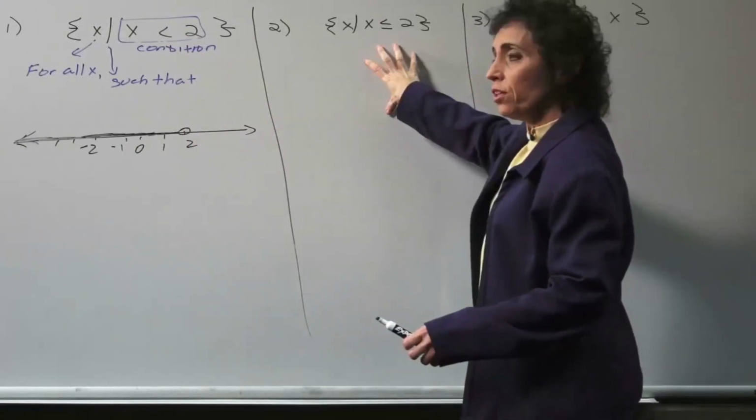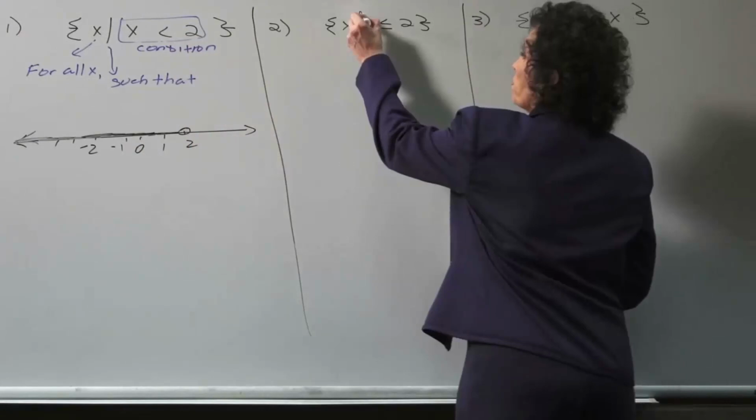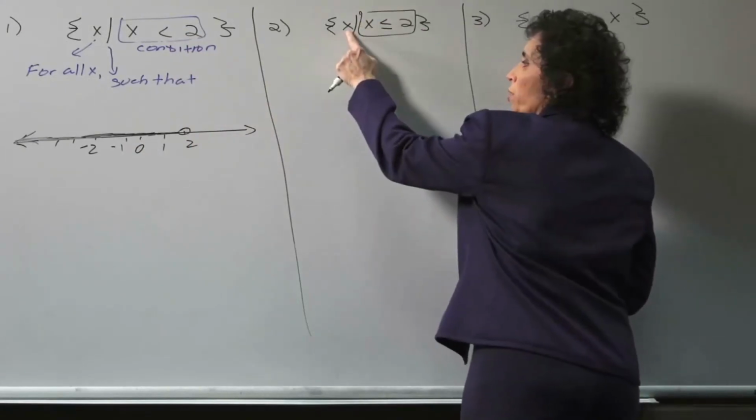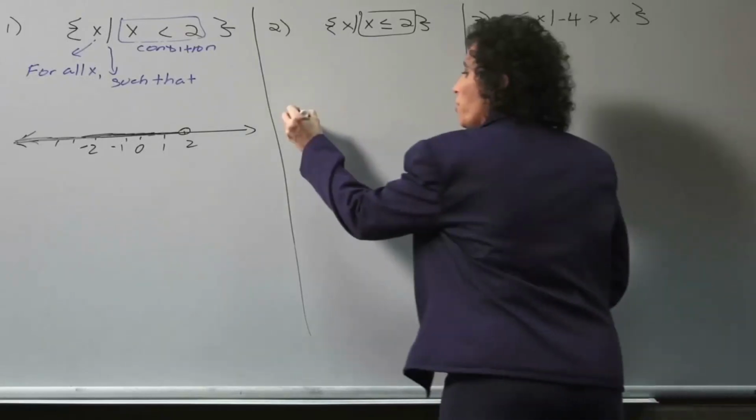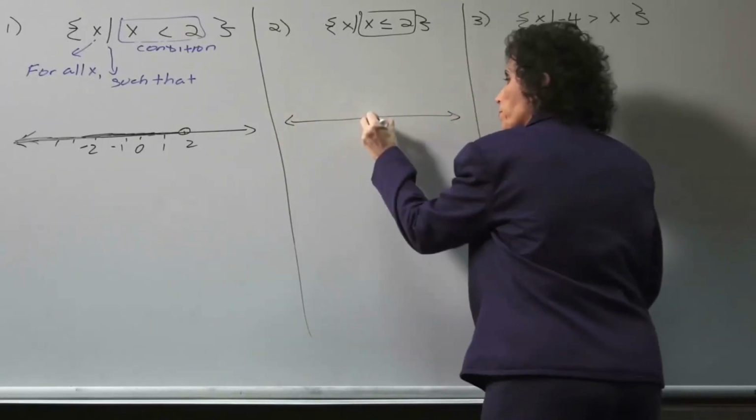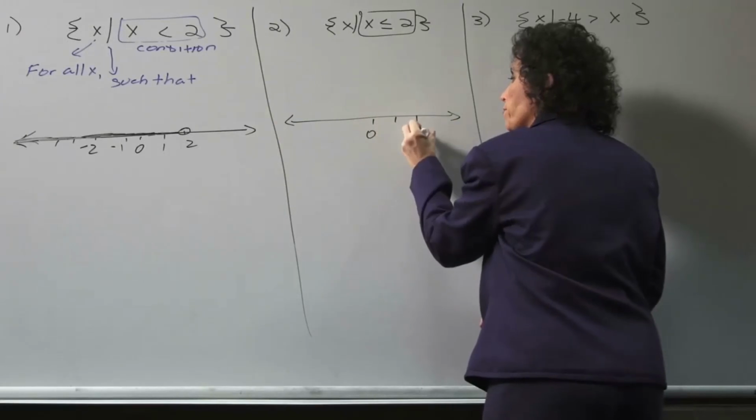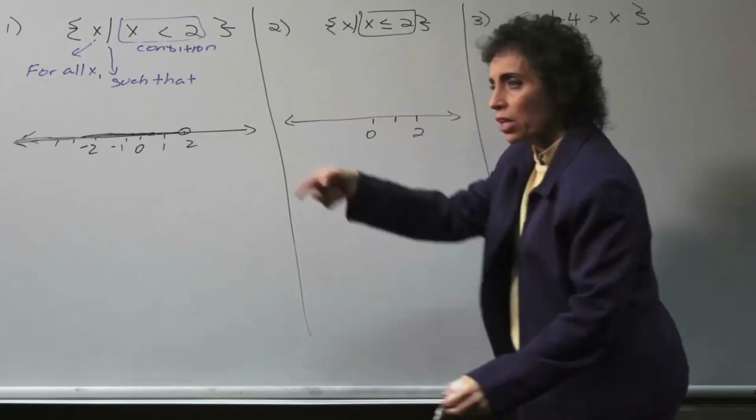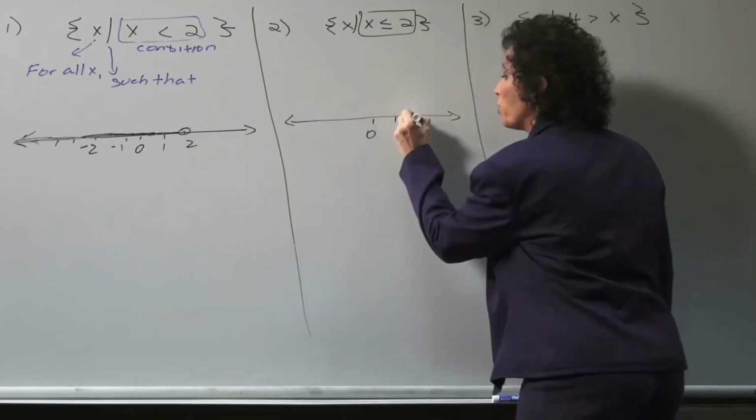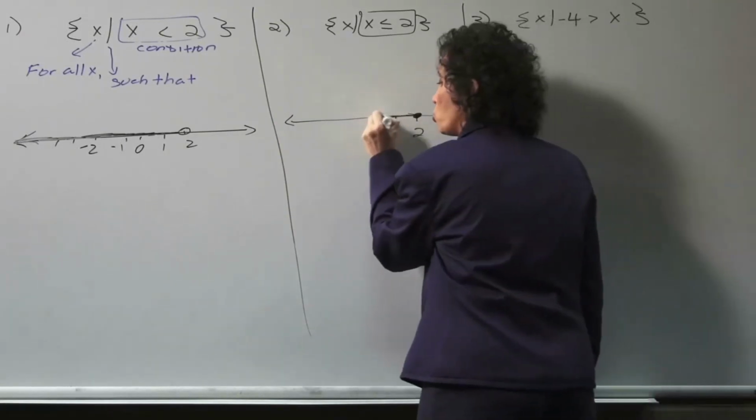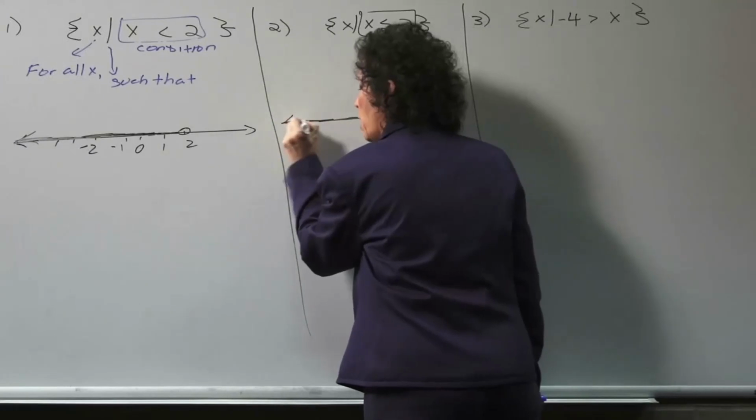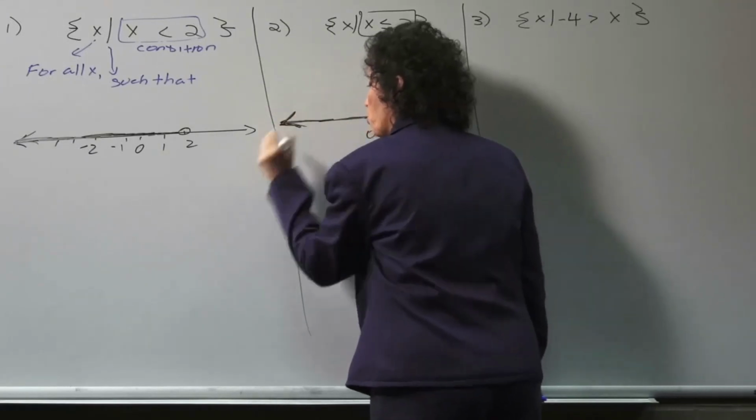Let's see how this one's different. Let's look at the condition. I want all the real numbers less than or equal to 2. Well, how this is different is you still want all the numbers less than 2, but now you also want 2. So since you also want 2, you make a closed circle on 2. That means keep me, I'm part of the set.